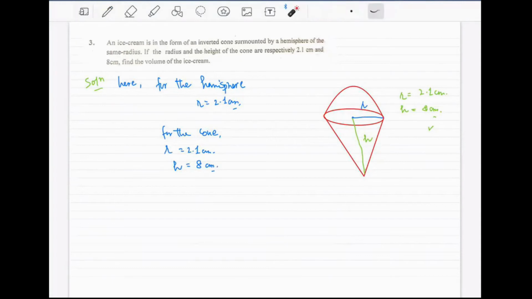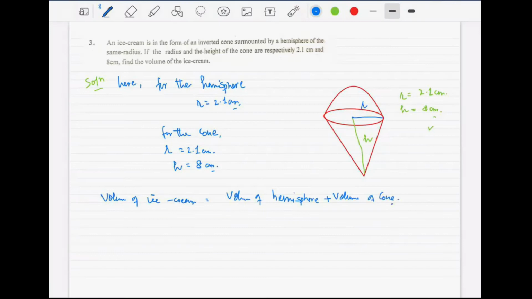So time to find out the volume of ice cream. How much is it? It will be volume of hemisphere plus volume of cone. Volume of hemisphere is how much? What's the formula? 2 by 3 pi r cube. What about that of the cone? What's the formula? 1 by 3 pi r square h.